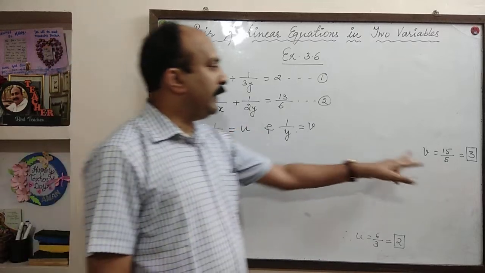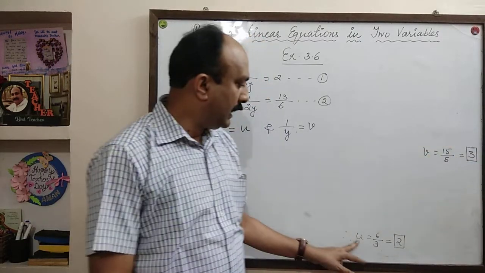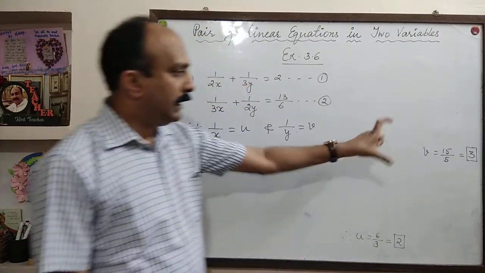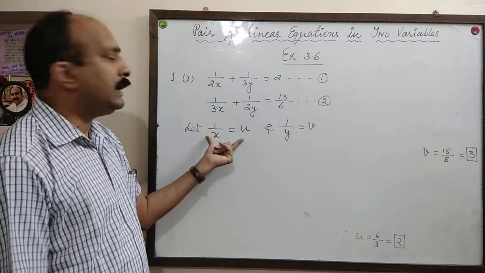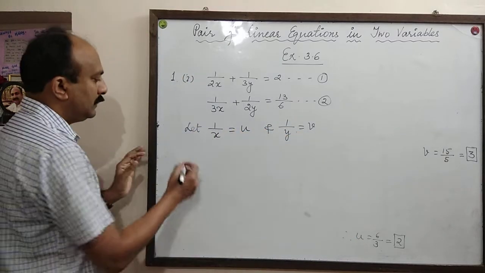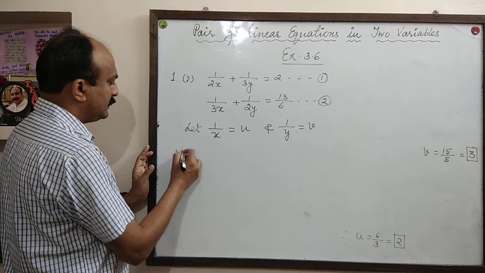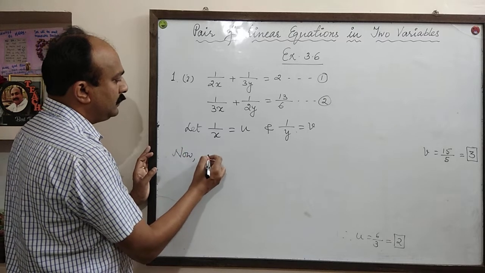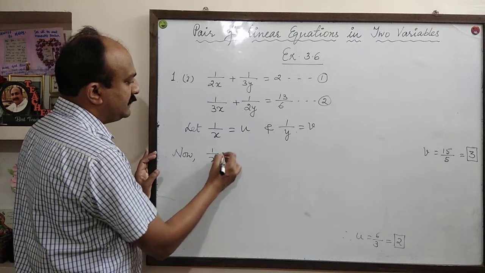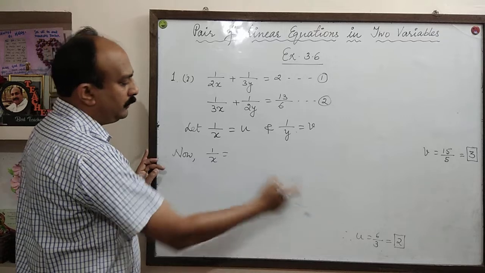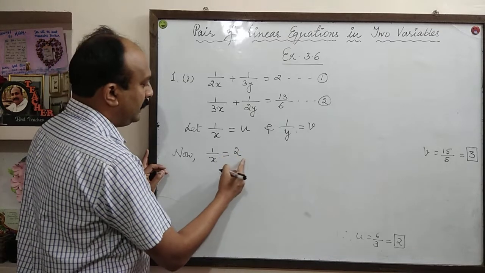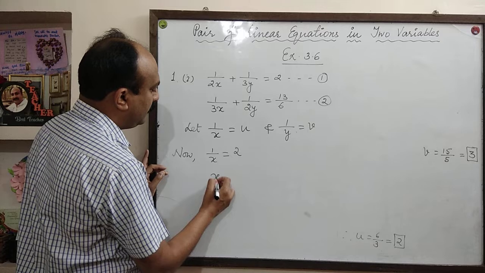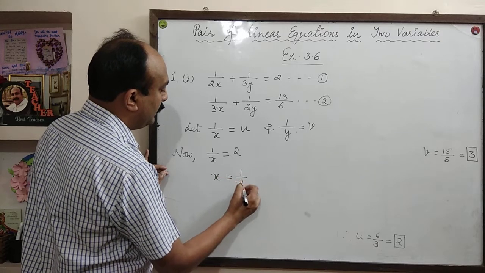So we got the value of v as 3 and u as 2. Now we are going to substitute these values of u and v here. We have 1 upon x, so you have to continue again. Now 1 upon x is equal to u, but we got the value of u as 2. So 1 upon x is equal to 2. Therefore x is equal to 1 upon 2.